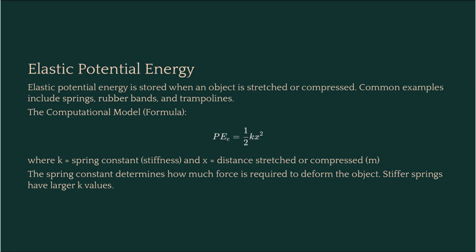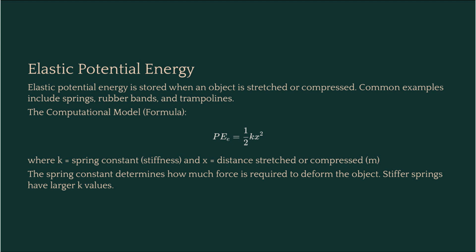The other common type is elastic potential energy, PEe. This is the energy stored in something stretchy or springy. Think of a slingshot or an archer's bow. When you pull it back, you're loading it with PEe. The formula PEe = 1/2 kx² looks similar to the KE one. k is just a number for how stiff the spring is.